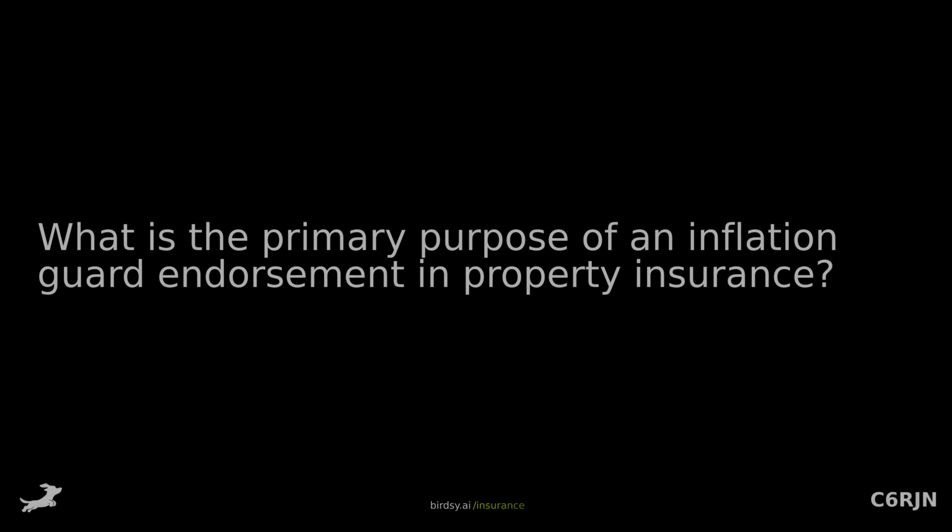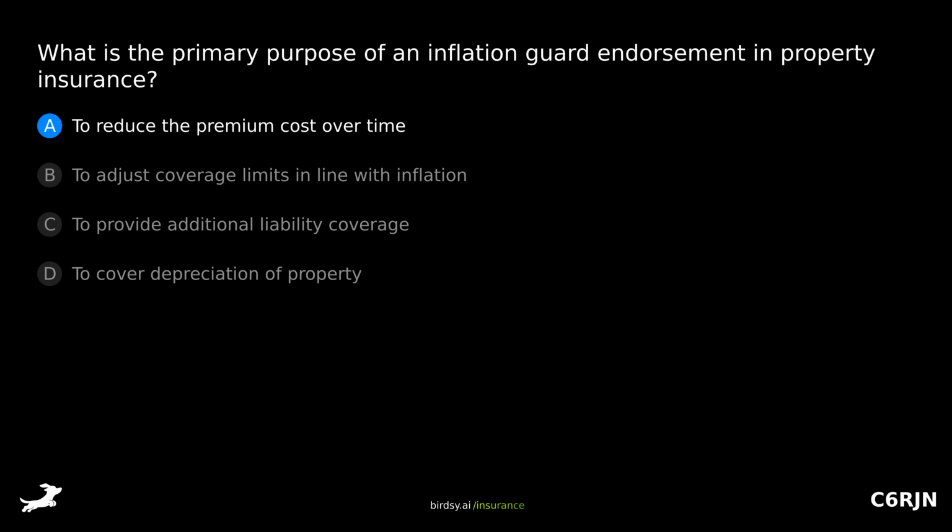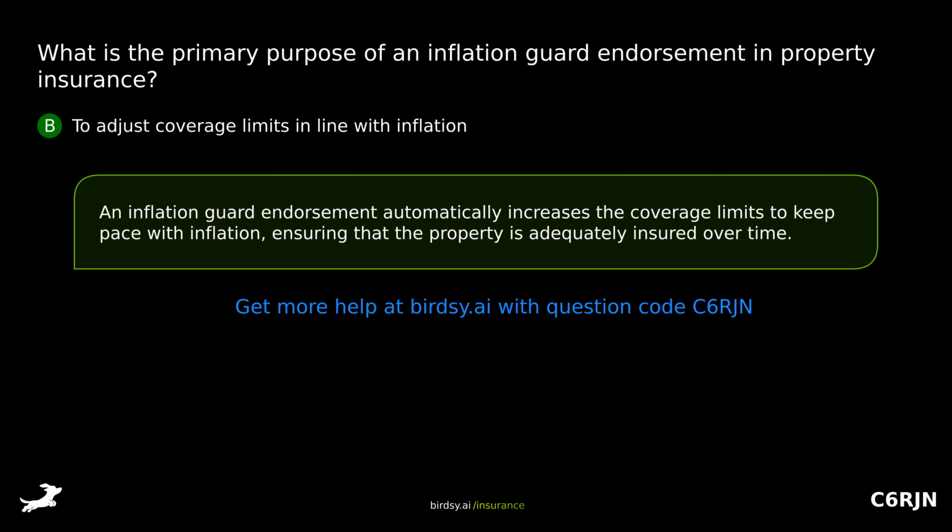What is the primary purpose of an inflation guard endorsement in property insurance? Is it A, to reduce the premium cost over time? B, to adjust coverage limits in line with inflation? C, to provide additional liability coverage? Or D, to cover depreciation of property? The answer is B, to adjust coverage limits in line with inflation. An inflation guard endorsement automatically increases the coverage limits to keep pace with inflation, ensuring that the property is adequately insured over time.